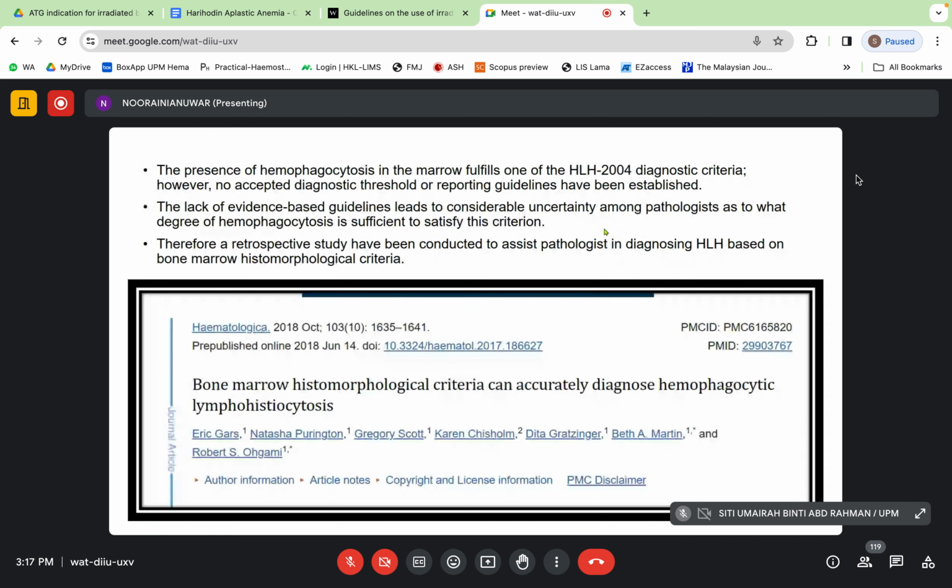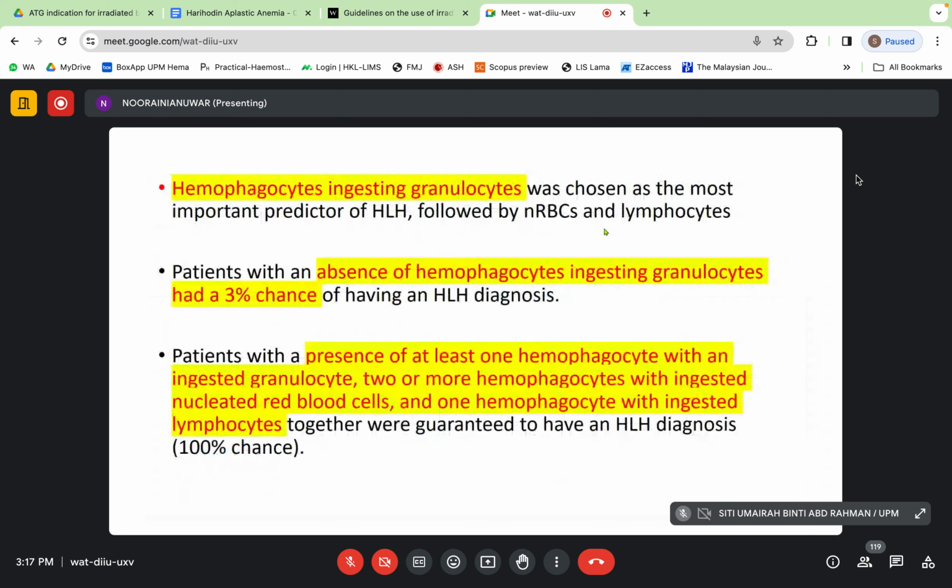So we can see that the bone marrow histomorphological criteria will help the clinician in establishing the diagnosis of HLH. However, lack of evidence-based guidelines leads to considerable uncertainty among pathologists as to what degree of hemophagocytosis is sufficient to satisfy this criteria. Therefore, one retrospective study has been conducted to assist pathologists in diagnosing HLH based on bone marrow histomorphological criteria. This study was done by Eric Gar. He established the bone marrow histomorphological criteria that can accurately diagnose HLH in bone marrow.